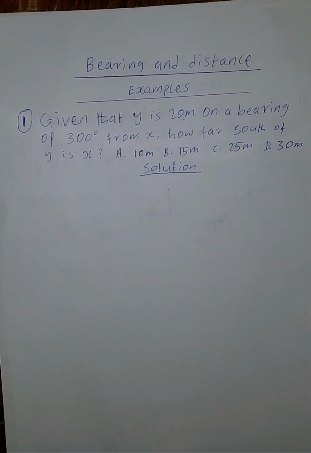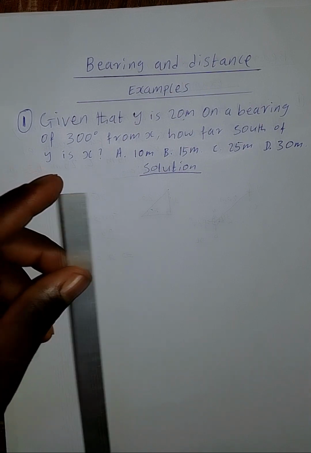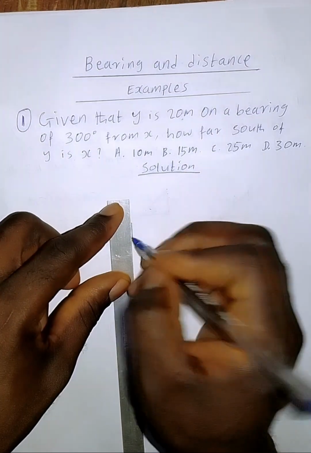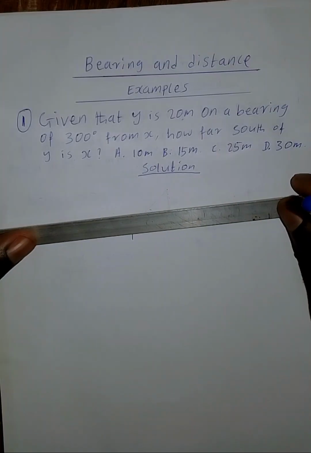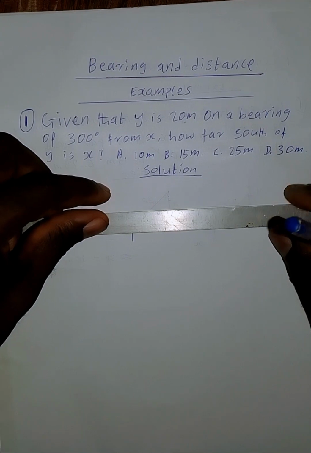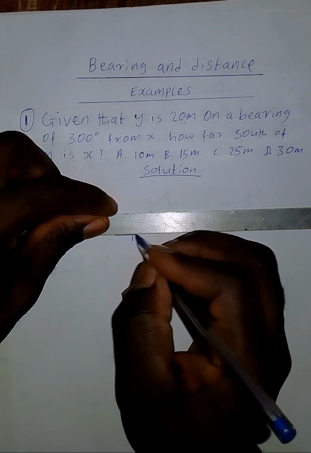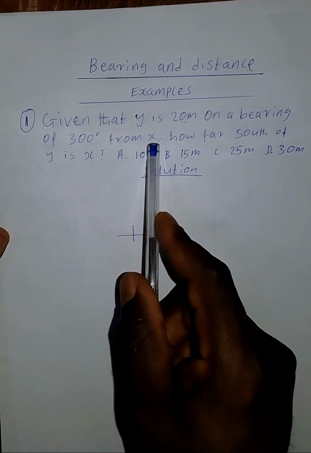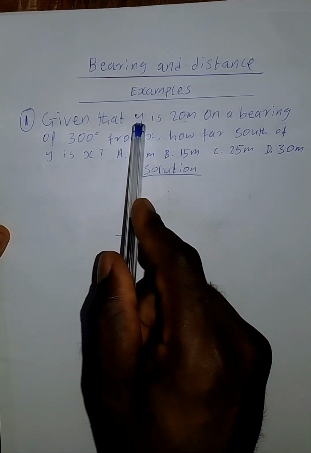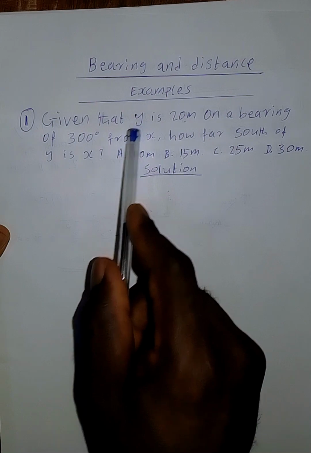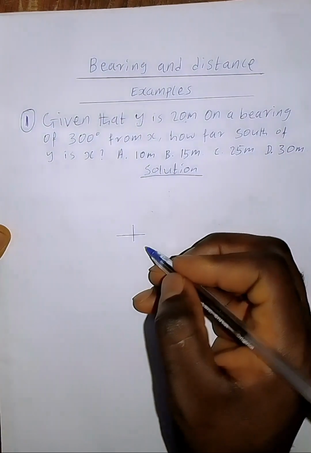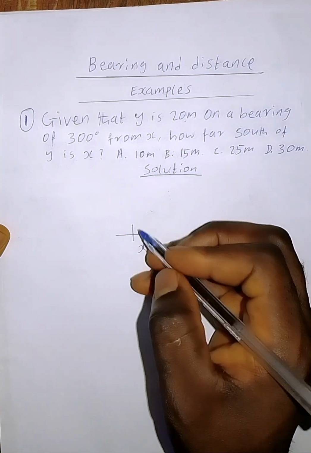The first step is to draw this on a diagram. Draw your 4 cardinal points. This 4 cardinal point is for x because y is located from x on a bearing of 300 degrees. This is my point x.